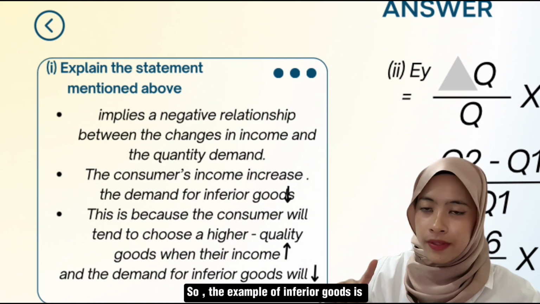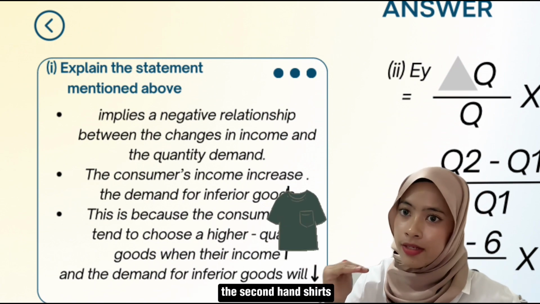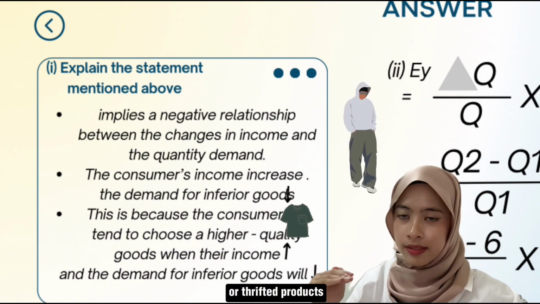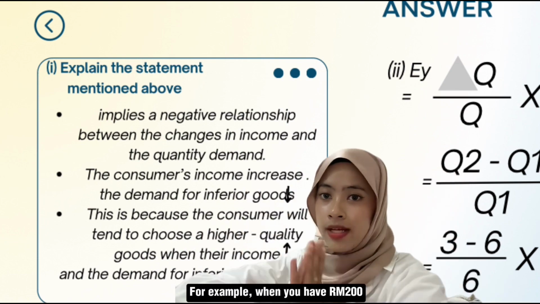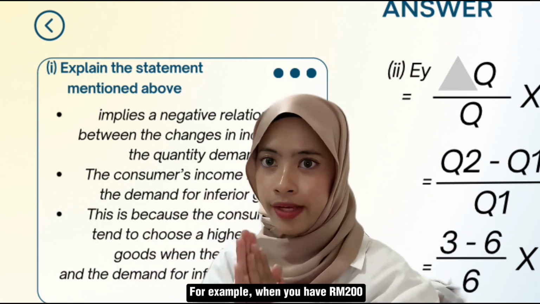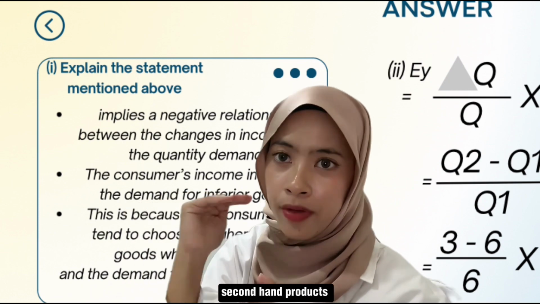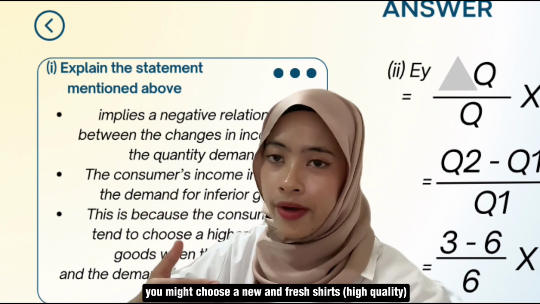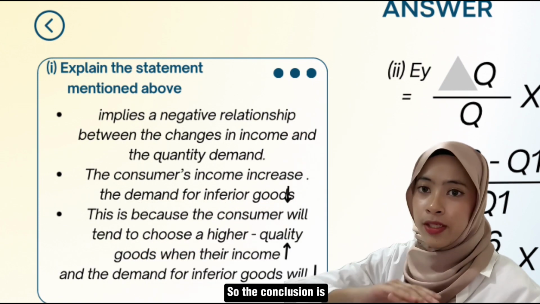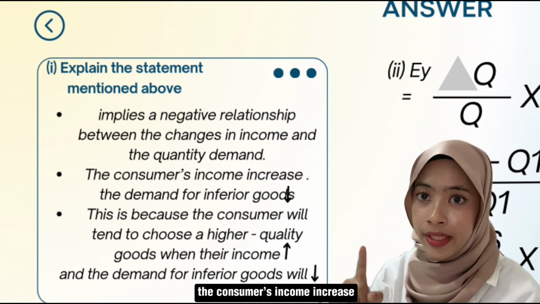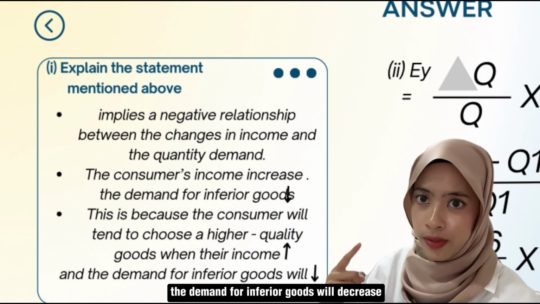So the example of inferior goods is second-hand shirts or thrifted products. For example, when you have 200 ringgit, why would you choose second-hand products? You might choose new and fresh shirts, right? So the conclusion is, as the consumer's income increases, the demand for inferior goods will decrease.